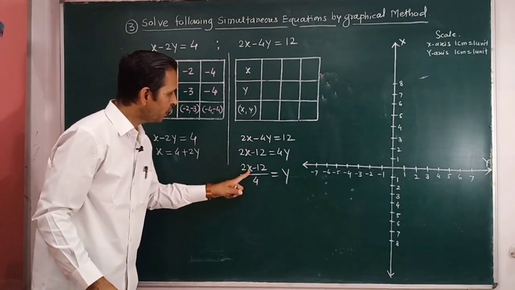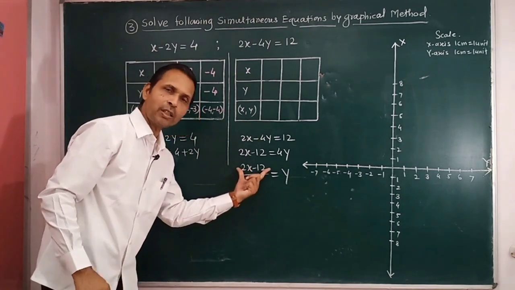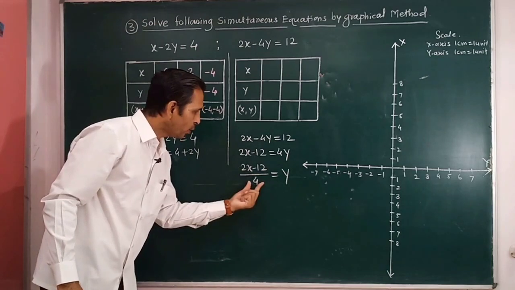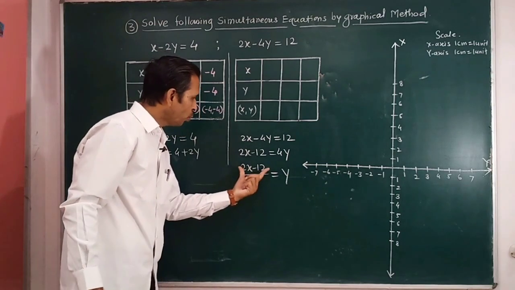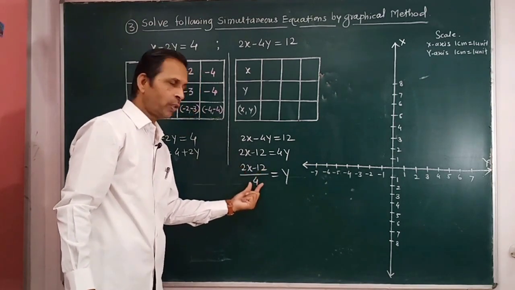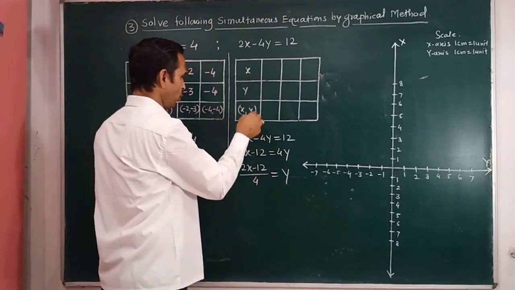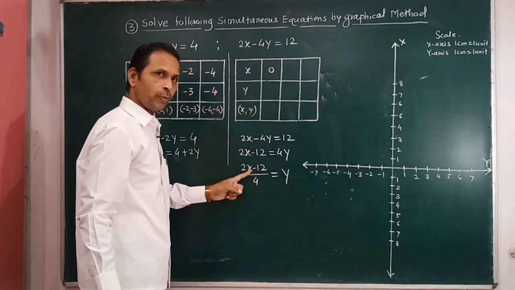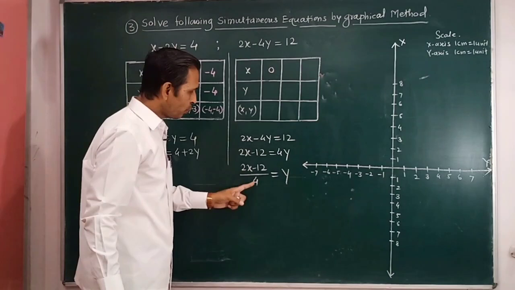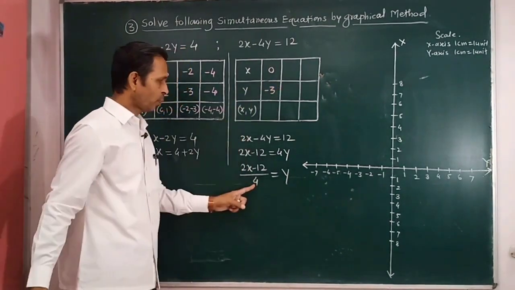Now put the value of x, then we can easily find out the value of y here. When we put the value of x, after summation of the numerator, the division will be by 4, means 2x minus 12 divided by 4. In this way we have to find. Suppose we take x is equal to 0. Then 2 into 0, that is 0. Minus 12 divided by 4 means minus 3. The value of y is minus 3.